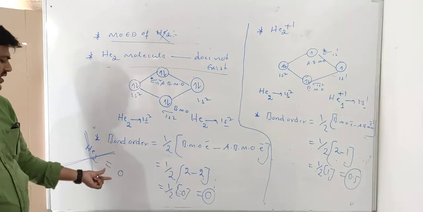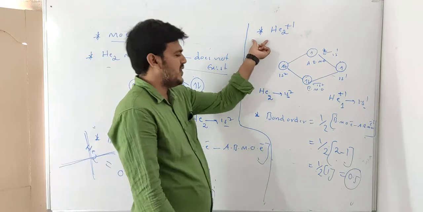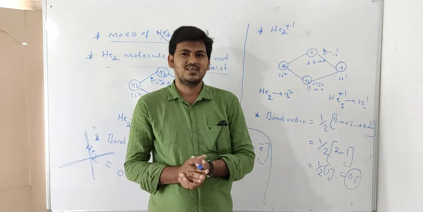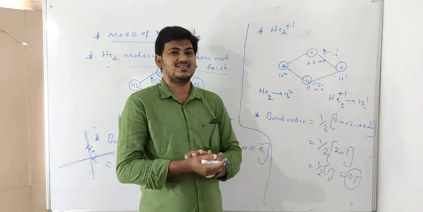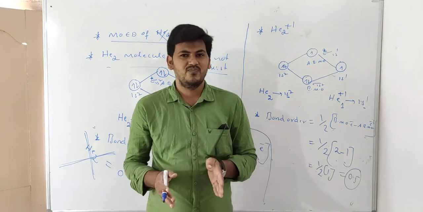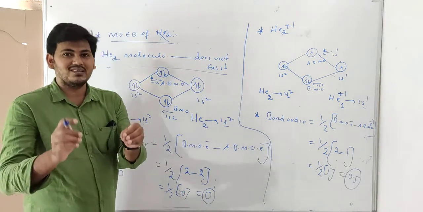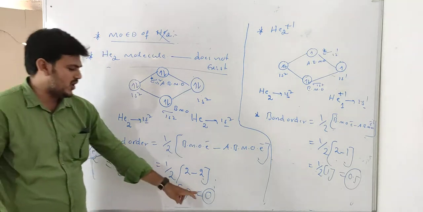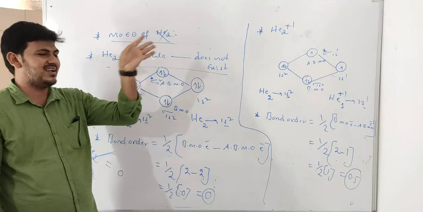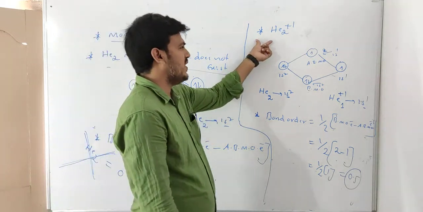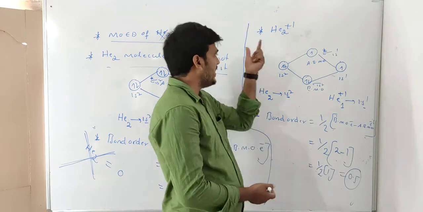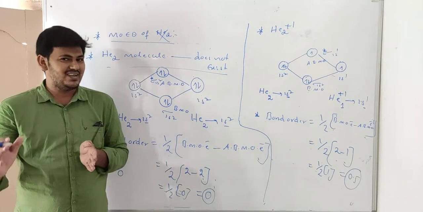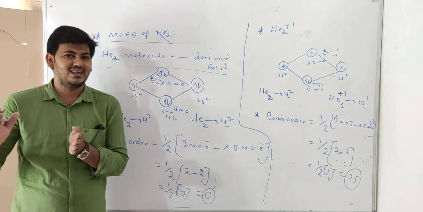In helium 2 molecule bond order is 0, but in helium 2 plus 1, bond order is 0.5. So helium 2 molecule does not exist, but helium 2 plus 1 ion exists. If bond order is equal to 0, the molecule does not exist. In helium 2 molecule, bond order is 0, so it does not exist. But in helium 2 plus 1, bond order is 0.5, so helium 2 plus 1 ion exists.